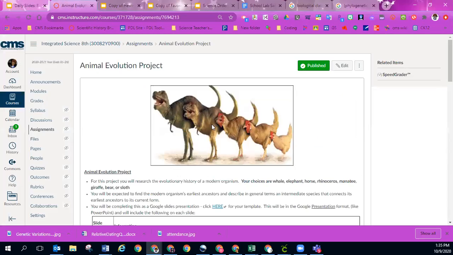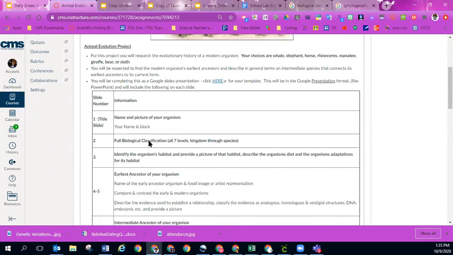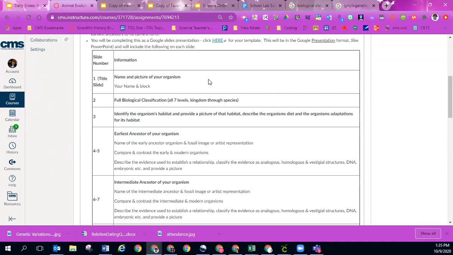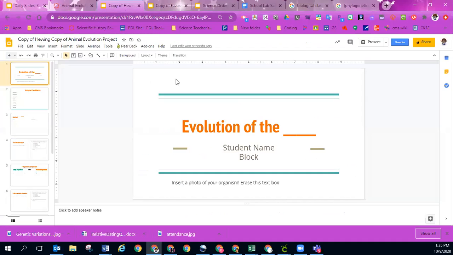So slide one, and all the instructions are right here for you. It tells you what you need to put on each slide. Slide one is a place for your name and your picture of your organism. So you get to choose whichever one you want to. It should be the evolution of whatever you choose. You put your name, your block, and then put a picture.